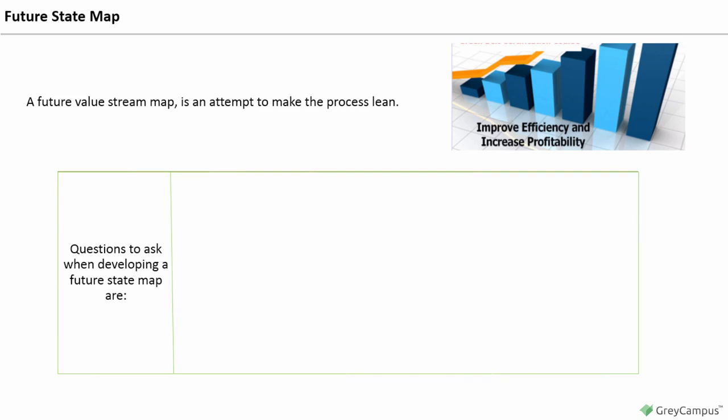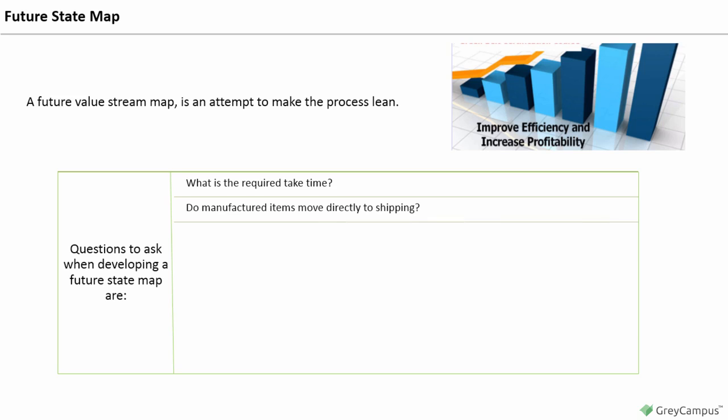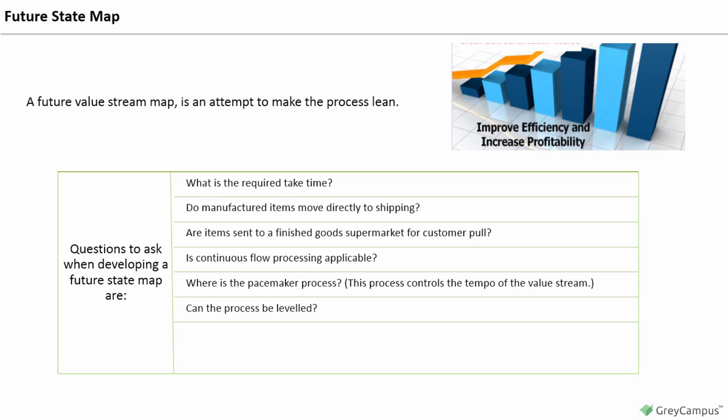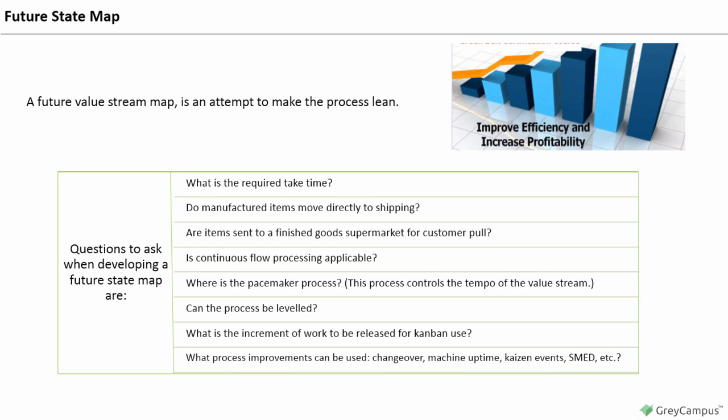Questions to ask when developing a future state map are: What is the required takt time? Do manufactured items move directly to shipping? Are items sent to a finished goods supermarket for customer pull? Is continuous flow processing applicable? Where is the pacemaker process? This process controls the tempo of the value stream. Can the process be leveled? What is the increment of work to be released for Kanban use? What process improvements can be used, i.e., changeover, machine uptime, Kaizen events, SMED, etc.?